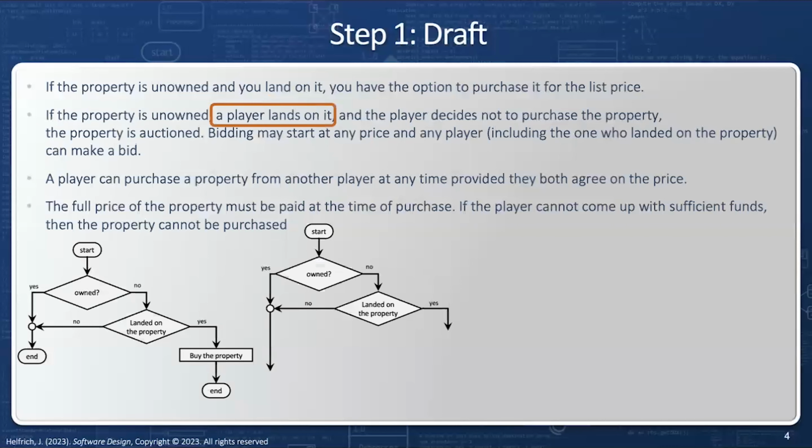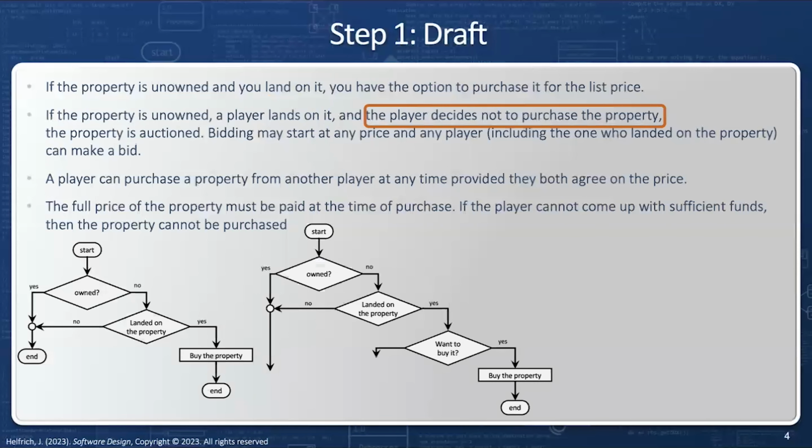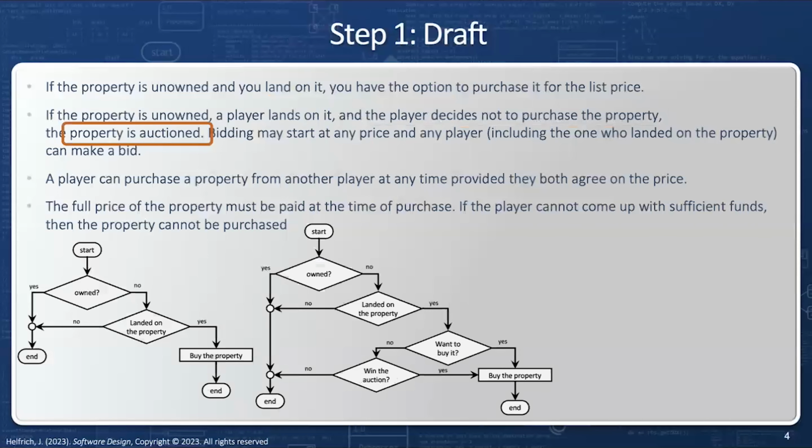And the player lands on it, and the player decides not to purchase the property, then I will have the whole auction process going on. And if I win the auction, then I can purchase it. And if not, then I can't.